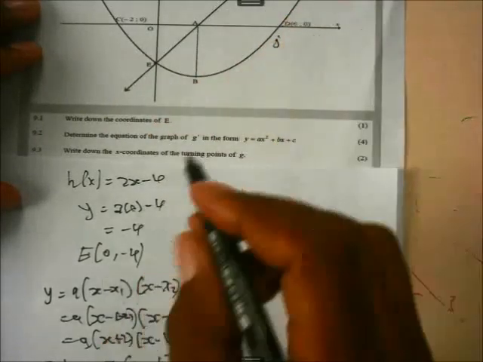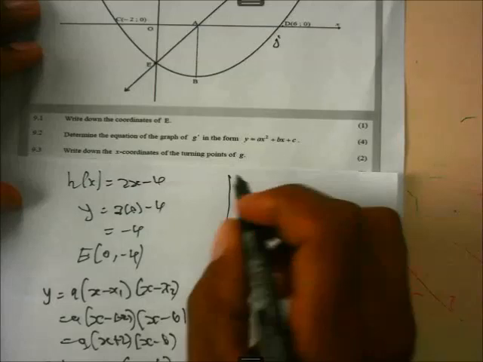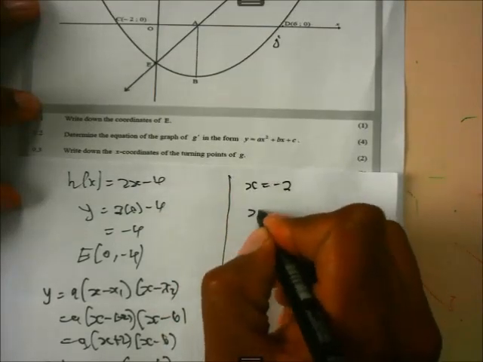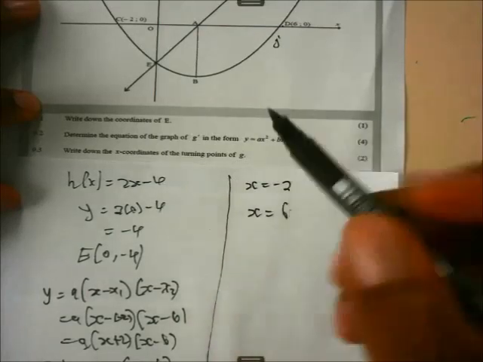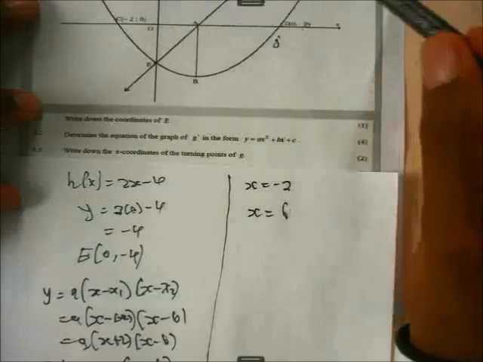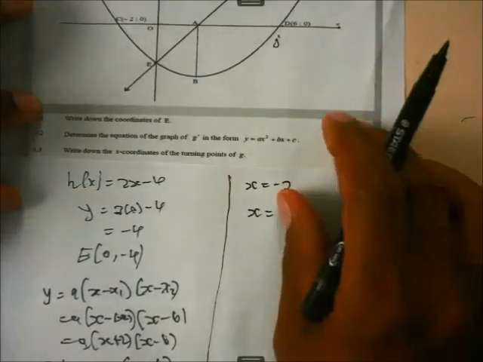Then it means the answer for this one will be the x coordinates of the turning points, that is x is equal to minus 2 and also x is equal to 6. The x coordinates of the turning points will be the x-intercepts of the graph of the derivative g prime.